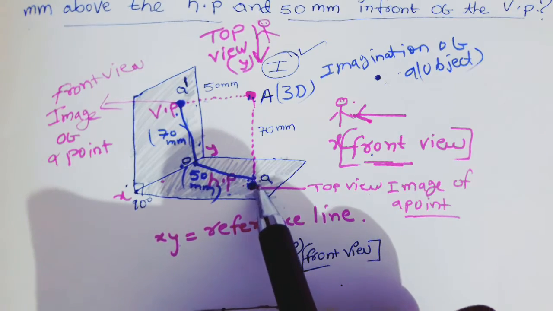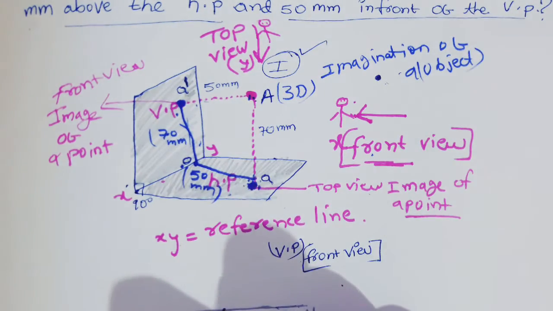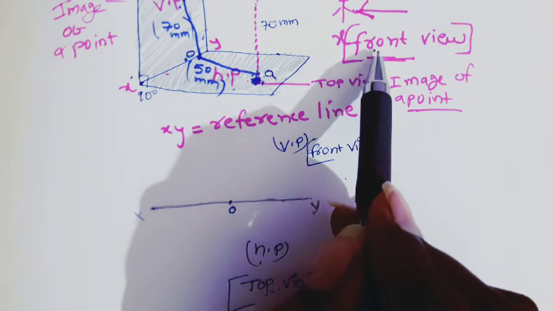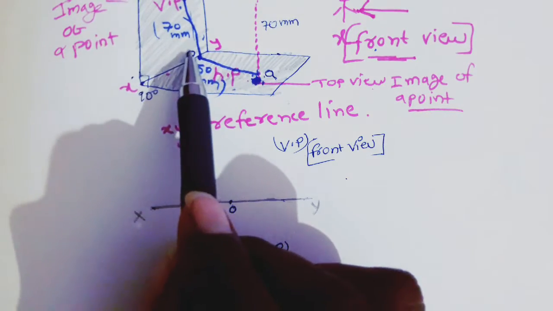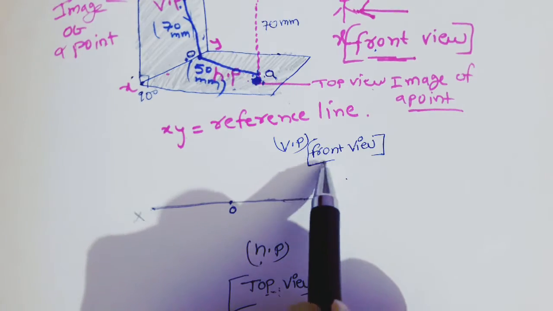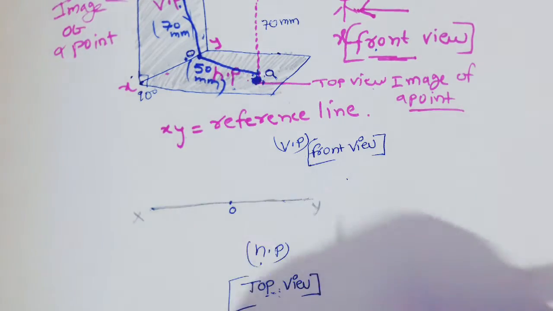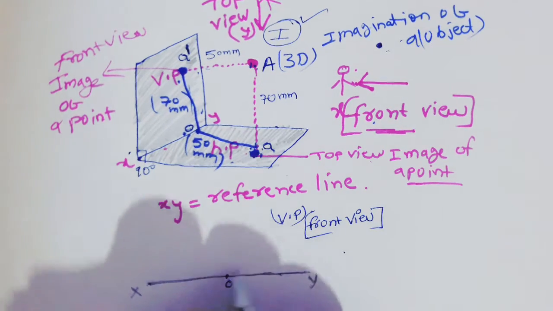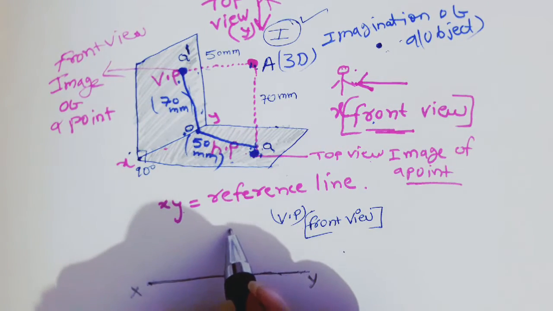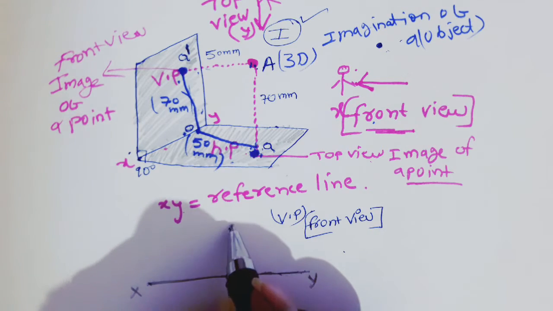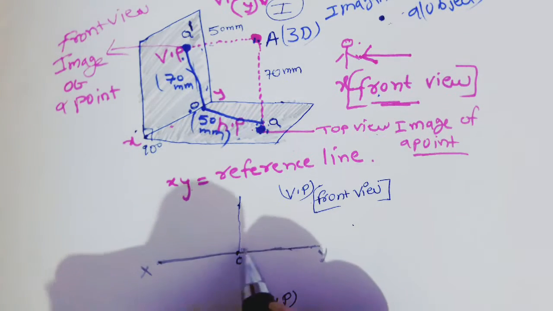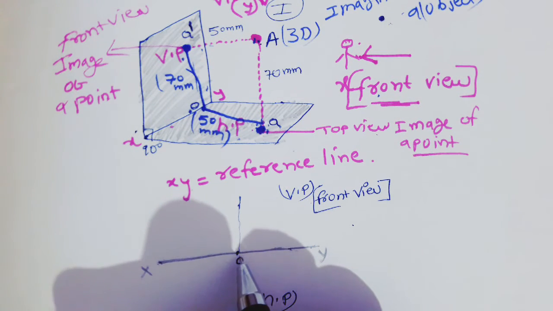Here we will get it on HP. The reflection of the front view we will get on VP, that is here, the front view. So how much do we have to draw on VP, from here to here? Take the scale and draw one perpendicular line up to 70 mm, and when you are drawing this line, use a 2H pencil.